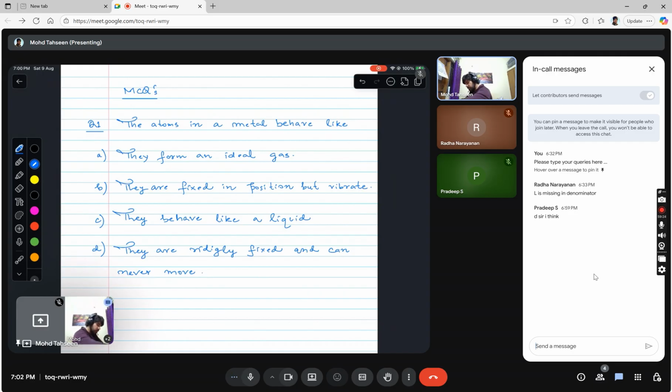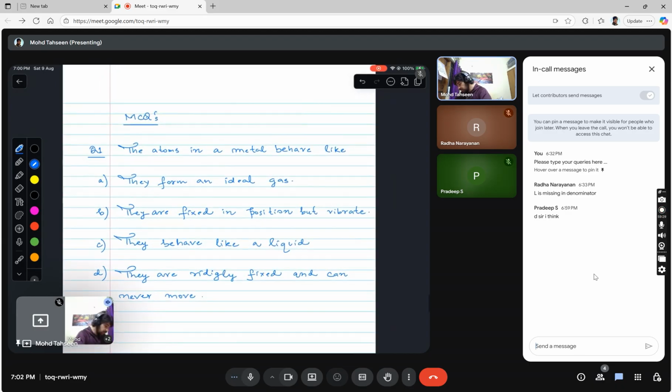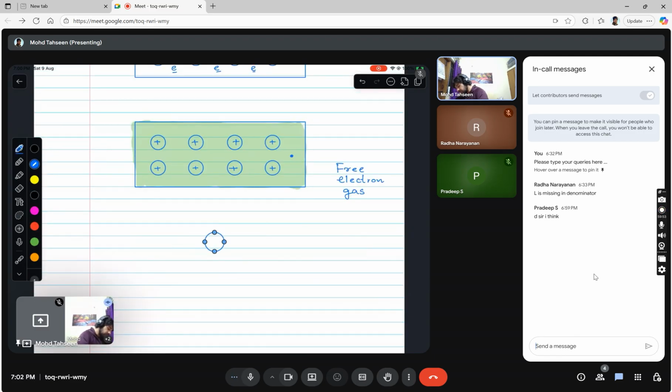See, the question is, what do the atoms behave like, right? If we go back to this picture here, atoms are fixed in their position, but they are not rigidly fixed. What that means is they can vibrate here, just like this, in such a way that, let's say this is one atom, it can only move this much. These are its two bounds.